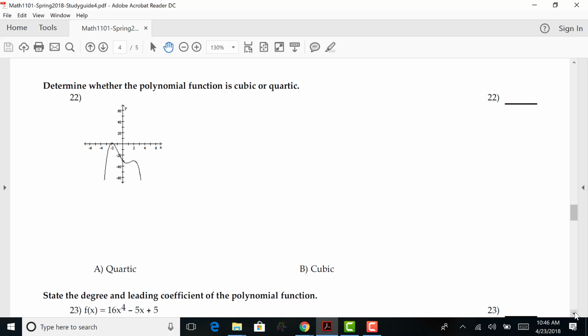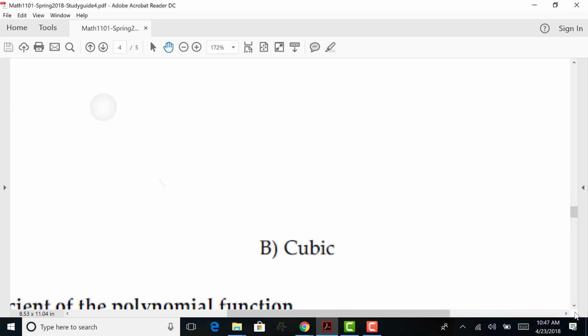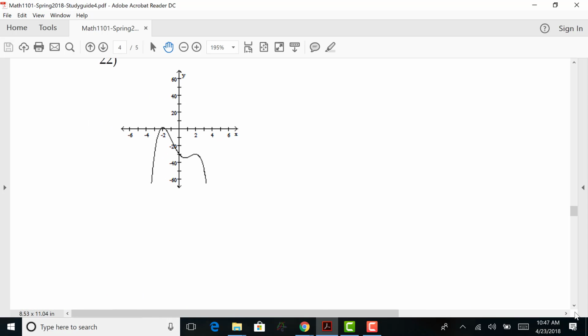Number 22. Determine whether the polynomial is cubic or quartic. Which one? It's quartic. Okay, how many peaks and valleys can it have? If it's quartic, it has either 1 or 3. Yeah, 1 or 3. For quartic, when I say peaks and valleys, I literally mean how many mountaintops and how many valleys you see for this one. So if it has 1 or 3 of these max and min points, these are maximums and minimums.